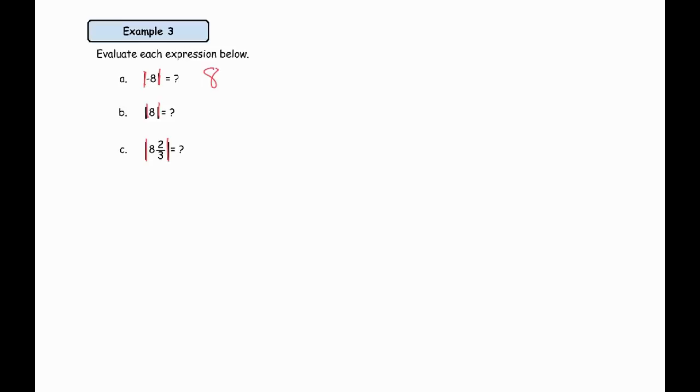The absolute value of 8 is equal to 8, because that is also 8 units from 0. And the absolute value of 8 2/3 is 8 2/3, because it is 8 2/3 units from 0. So the absolute value of any number will always be positive.